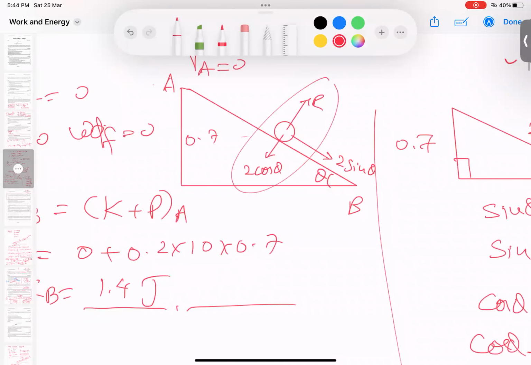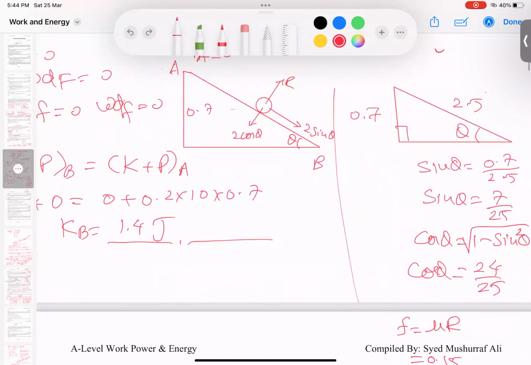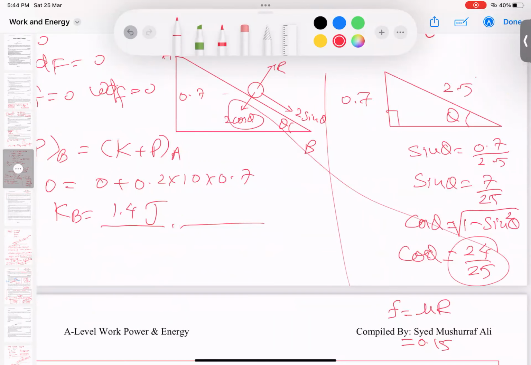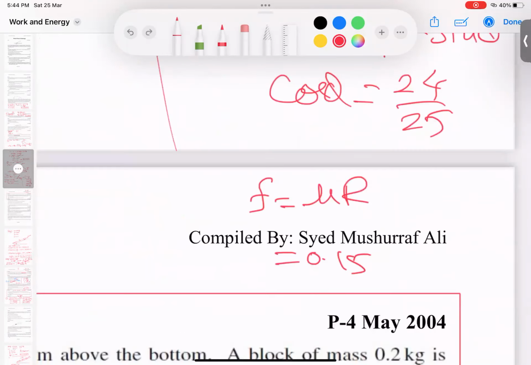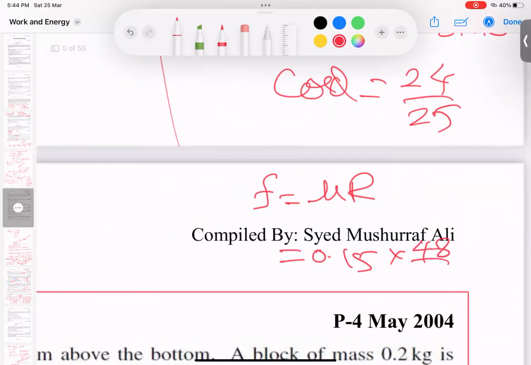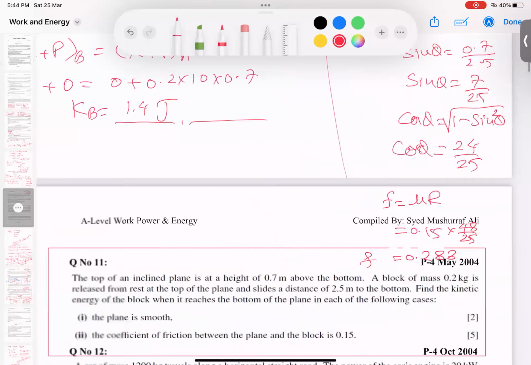So I will take R equal to 2 cos theta, and we know cos theta is 24 over 25. So it becomes 24 into 2, 48 over 25. So if I check it, 0.15 into 48 over 25, it is giving me a simple value of 0.288. I repeat, 0.288 is the friction value. We got the friction value.